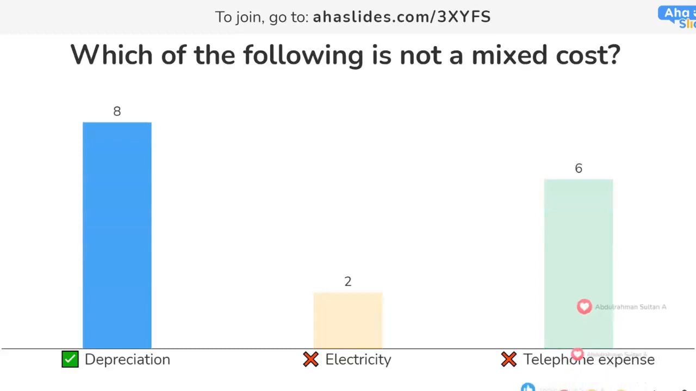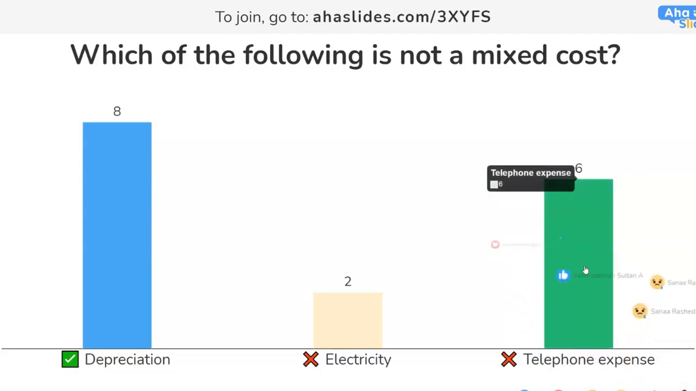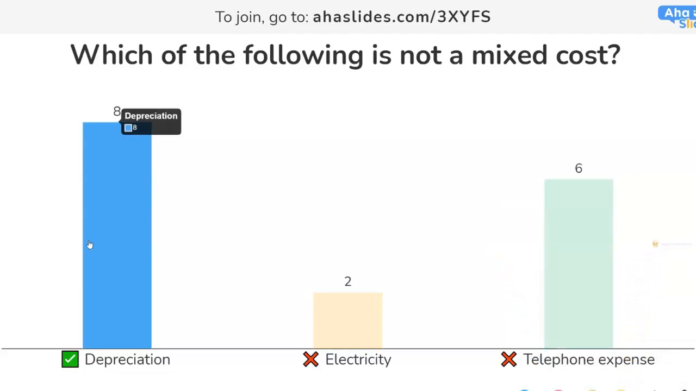No, a telephone expense. If in a business you have a telephone line and you don't even use it, you still pay. And the more you use it, the more you pay. Electricity, no, I just gave you an example that electricity is a mixed cost. So is telephone expense. What is not mixed, but is fixed?